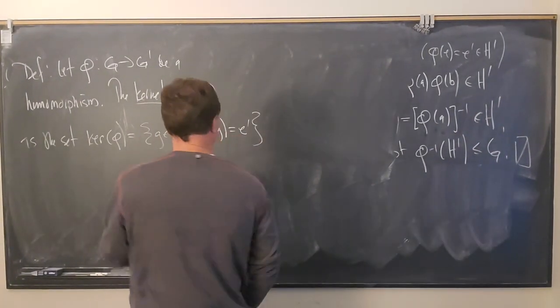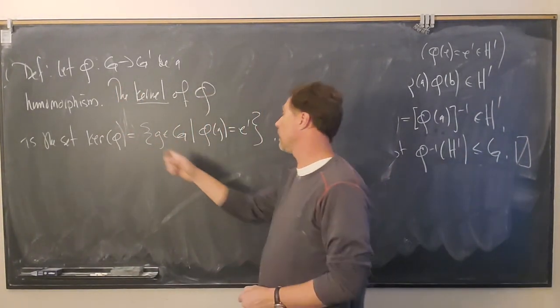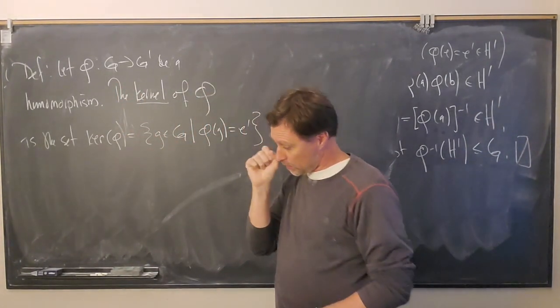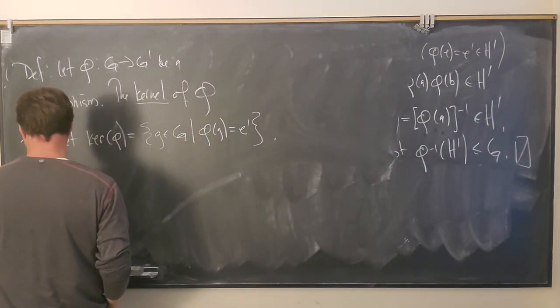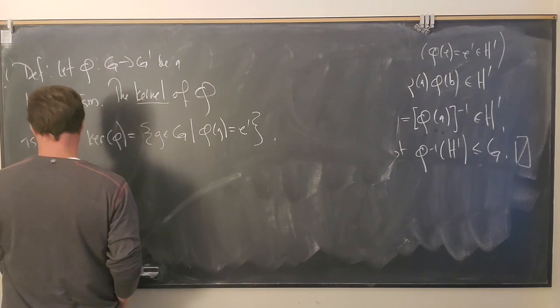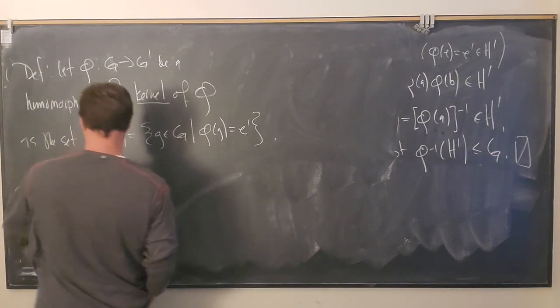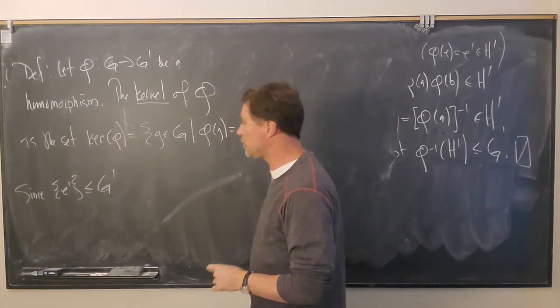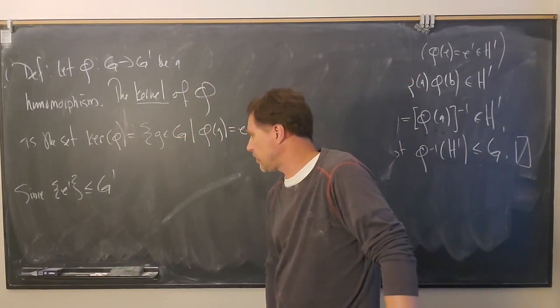Okay, so there's the definition. The kernel is the set of all elements that get sent to the identity. Now, since e prime is a subgroup of G prime, right? The identity in G prime, the trivial subgroup in G prime, is a subgroup.